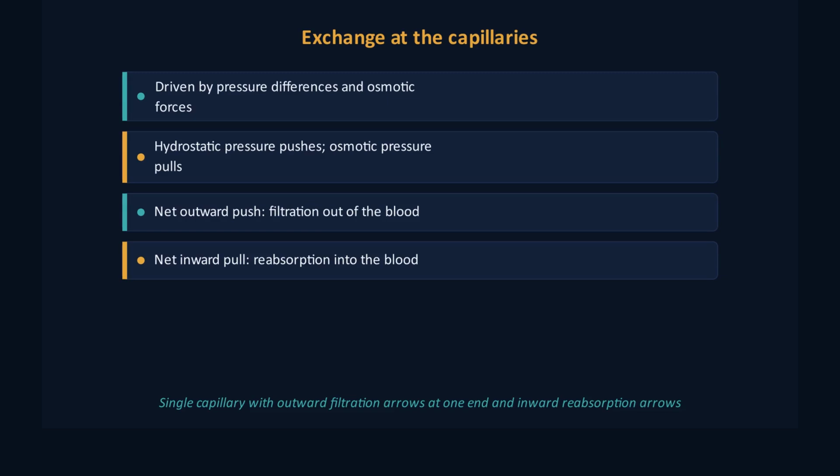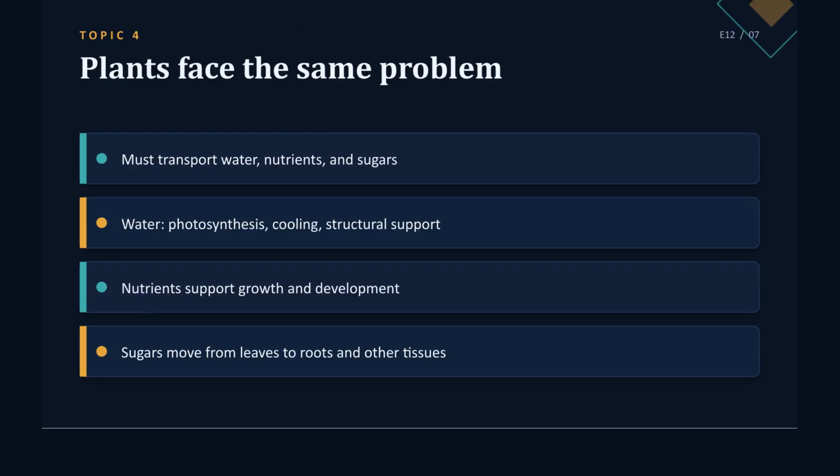On the other is osmotic pressure, the pull created by dissolved substances. The balance between these pressures decides which way things move across the capillary wall. When the outward push wins, substances are filtered out of the blood into the surrounding fluid. When the inward pull wins, they are reabsorbed back into the blood. Filtration and reabsorption are the two halves of this exchange, and the pressure balance is what tips it one way or the other. That is the animal solution.